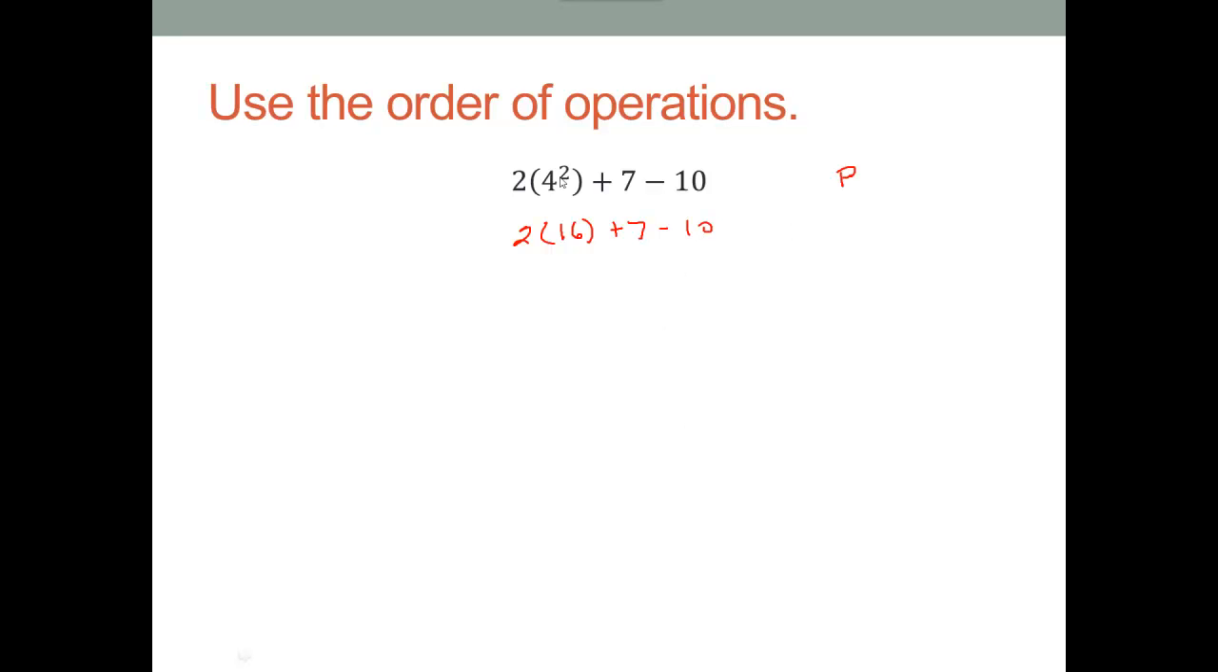Okay, we took care of the exponent in that step, so we don't have any exponents to work with. So now we're looking for multiplication or division, and we have multiplication again because we have this 2 directly outside the parentheses with no symbol in between, no plus or minus in between, which tells me that I need to multiply those two numbers, which gives me 32. And then addition and subtraction, and again we go from left to right. So 32 plus 7 gives us 39, and 39 minus 10 will give us a final answer of 29.